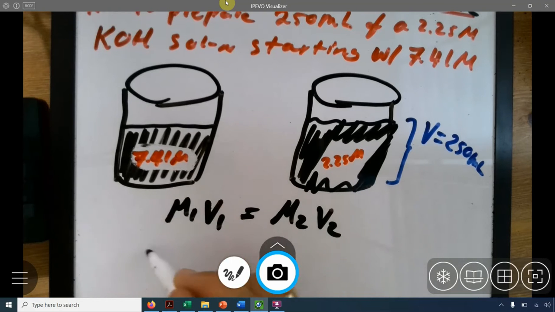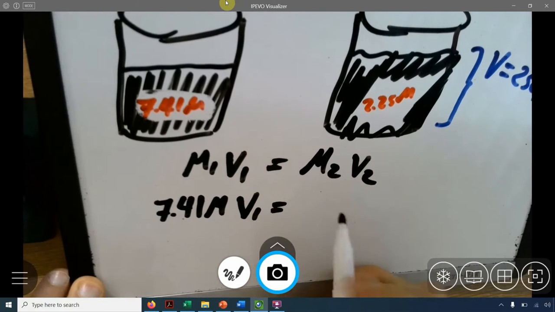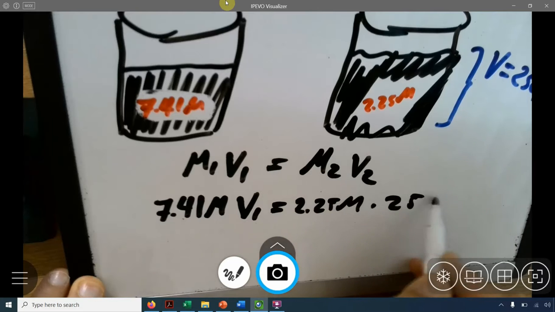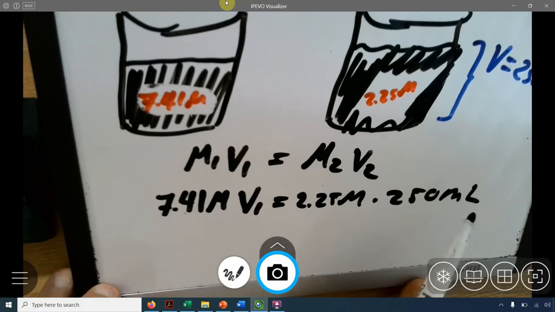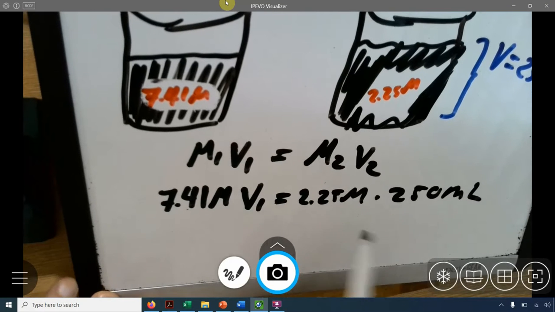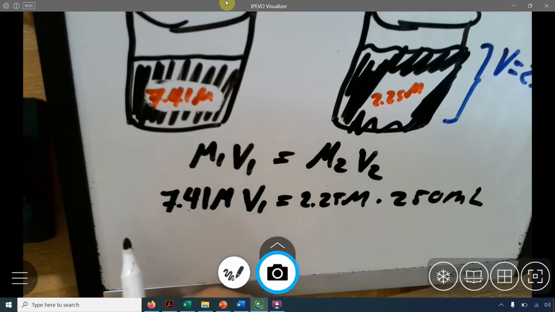I know the concentration here is 7.41 molar. I don't know V1, that's what I'm looking for. I know the concentration here is 2.25 molar, and I know that the volume here is 250 milliliters. Notice that I didn't convert to liters because dimensionally it doesn't really matter. I can use any unit I want because it's going to cancel, as long as I'm consistent. But if you're unsure, convert to liters, just to be on the safe side.